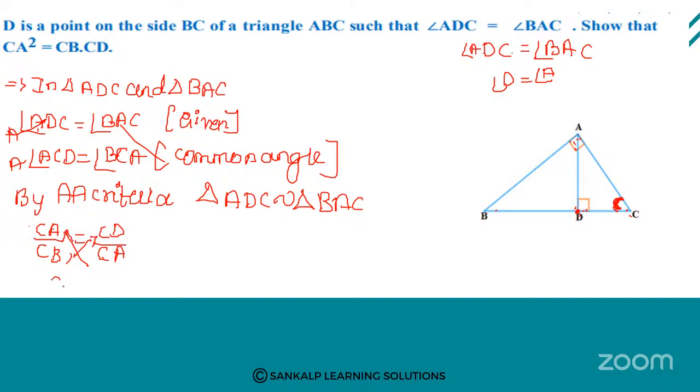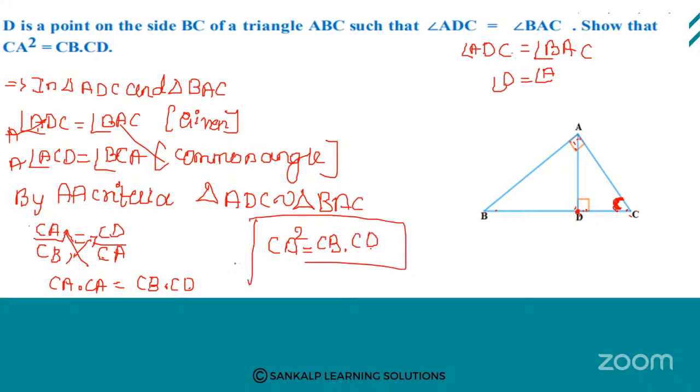CA into CA is equal to CB into CD. That means CA into CA, which is CA square, is equal to CB into CD. So this is what they have asked, right? Hence it is proved. See here, they have asked CA square is equal to CB into CD.